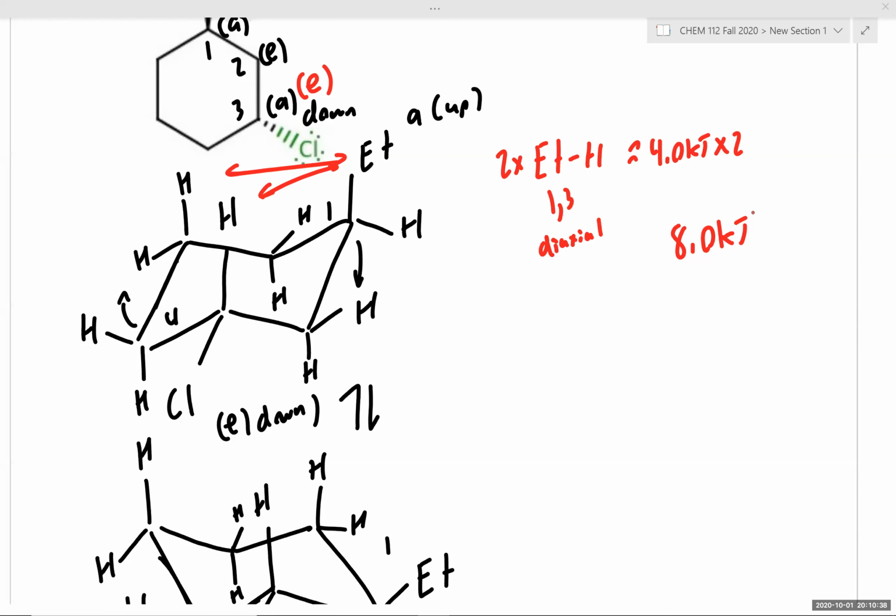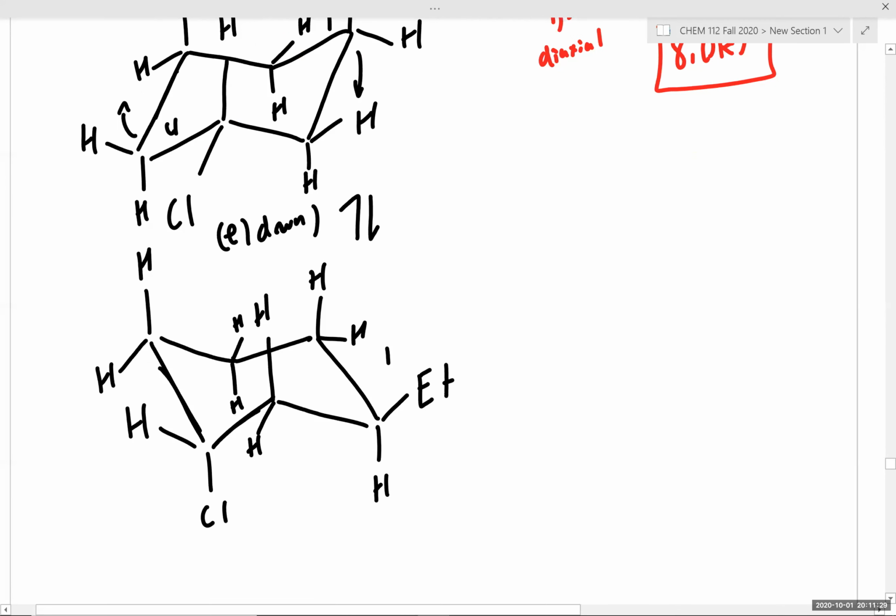Are there any other interactions? Is the chlorine axial? It's equatorial. So would it experience any diaxial interactions? No. So the only interactions that we have are our 1,3 diaxial interactions involving our ethyl group. Okay, so we've tallied up all of the strain present in our first conformation. Let's look at our second conformation.